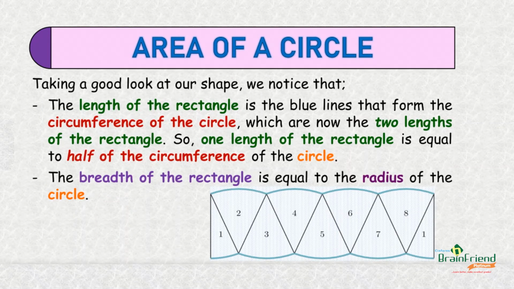Now, if we look closely at our shape, we will notice 2 things. We will notice that the length of the rectangle is now the blue lines that form the circumference of the circle. That's here and here. So one length of the rectangle is equal to half of the circumference of our circle. You will also notice that the breadth of the rectangle is equal to the radius of our circle.